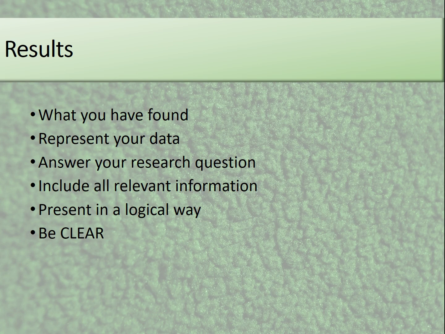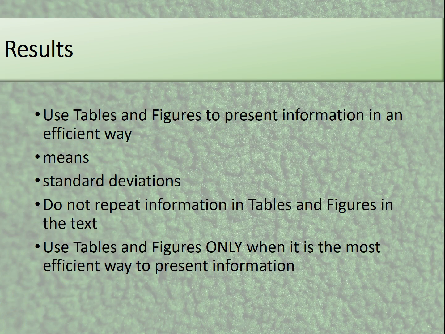The final sections of the thesis or dissertation are the results and discussion sections. Results are what you have found, and discussion explains what the results mean. The results section presents your data and answers your research question. In other words, it presents your contribution to knowledge, what you found. The results should include all relevant information, present in a logical way, and be clear. The results should be concise and effectively organized and should include appropriate tables and figures. That is, you should use tables and figures to present information in an efficient way.